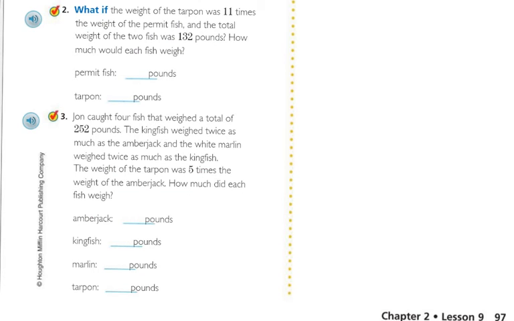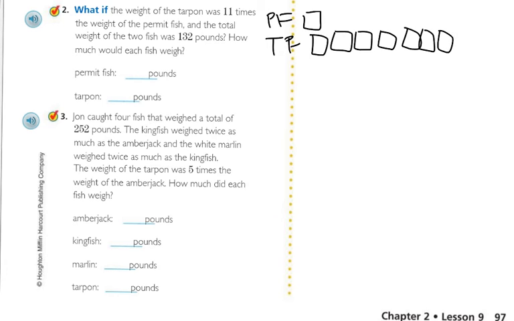Okay, what if the tarpon was 11 times the weight of the permit fish? So here's my permit fish. Here's my tarpon fish. So now I'm going to do it 1, 2, 3, 4, 5, 6, 7, 8, 9, 10, 11. So now I have my permit fish, which is 1, and then I have 11 because it's 11 times greater. So now I have 11 plus 1, which is 12. So now I'm going to divide 132 by 12.